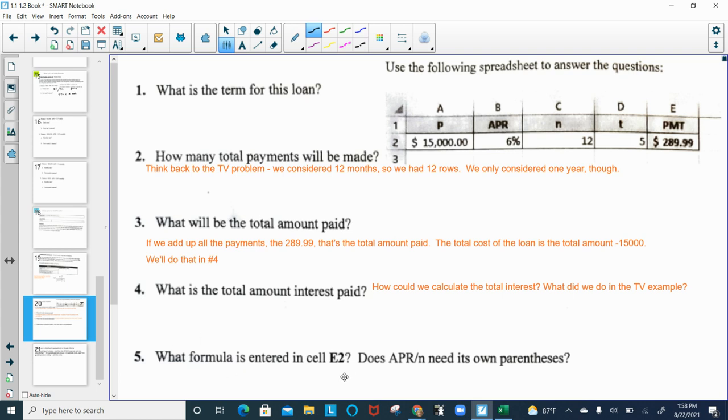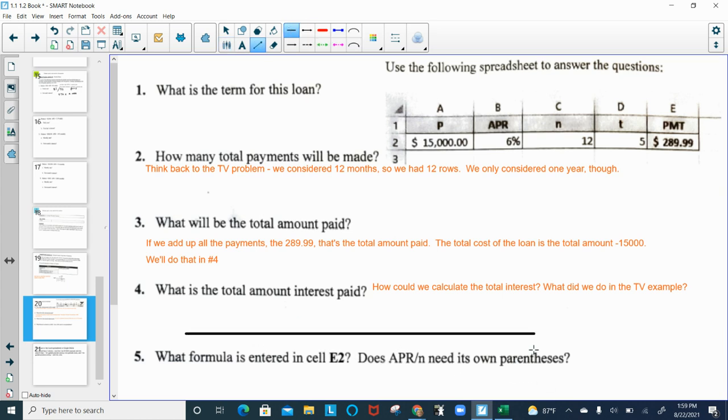Now, this we kind of talked about. We talked about this way back when we did the actual problem. And we talked about APR divided by N needing its own parentheses when it's being added and subtracted. So I'm not really worried about number 5. So what I'm going to do, give me just a quick sec. I'm going to put a big X. Well, I was going to try to draw an X. There we go. I don't want you to worry about number 5 because we've already talked about that.